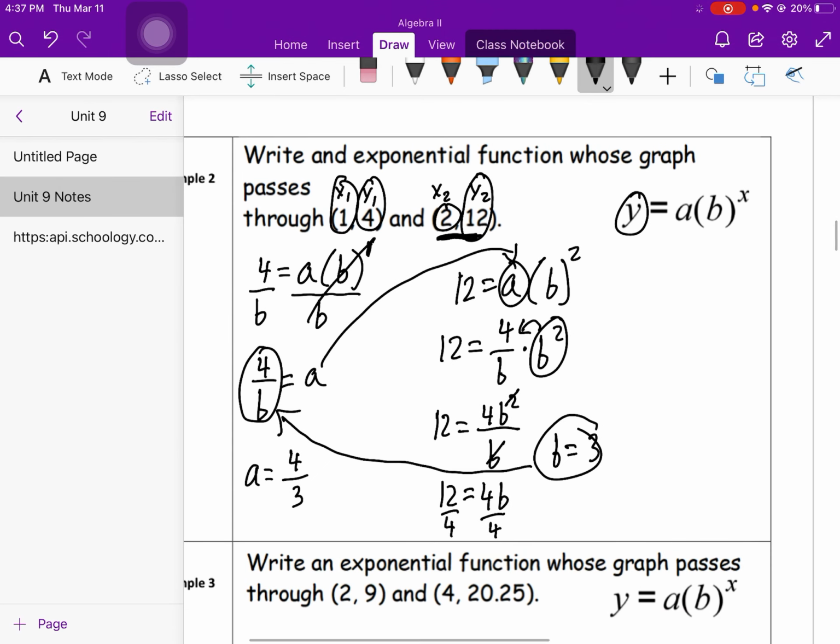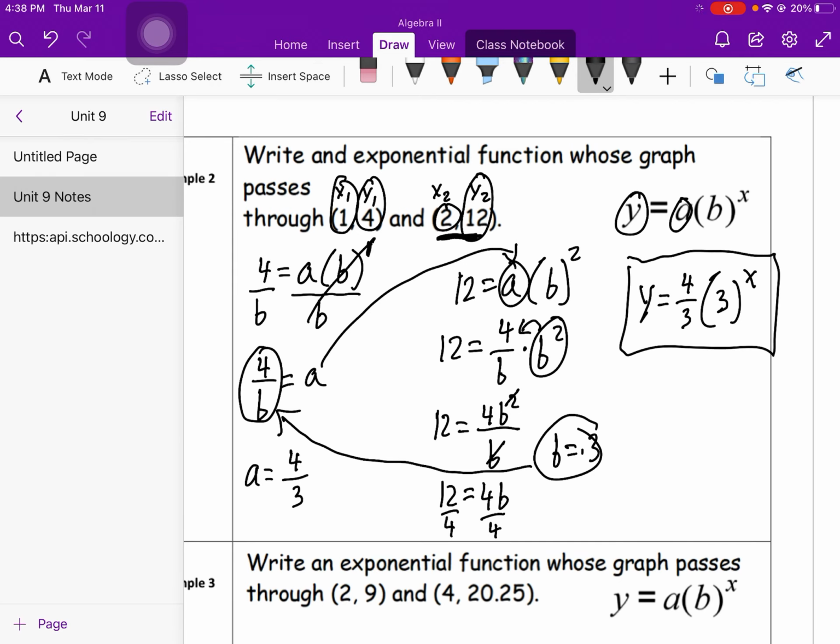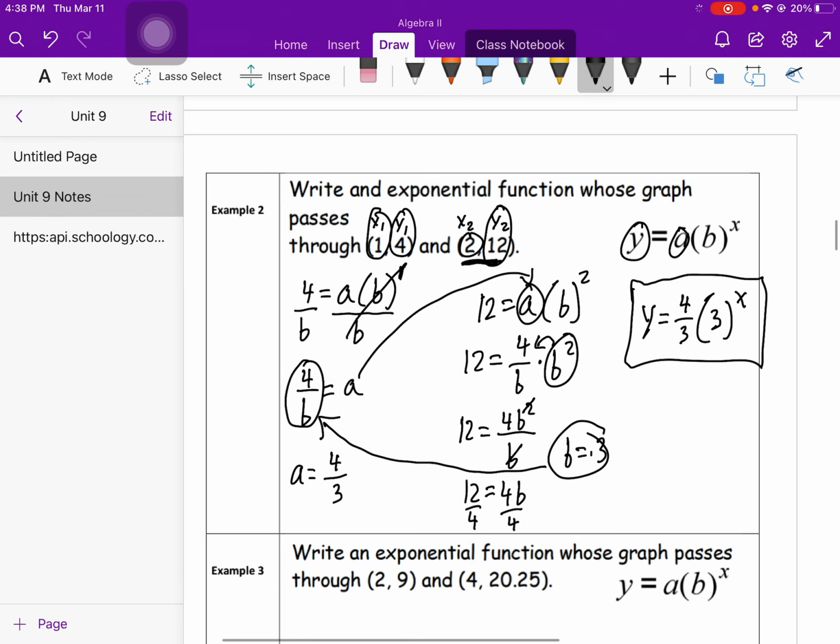Now the last step, what you have to remember is we're trying to write an exponential function for this, so we have to write the equation. So it's going to be y equals, we just solved for that. We got 4/3 for our a value right here. Parentheses, the b value is 3, and the x value, we just leave it as x. There's the equation that would model these 2 points.